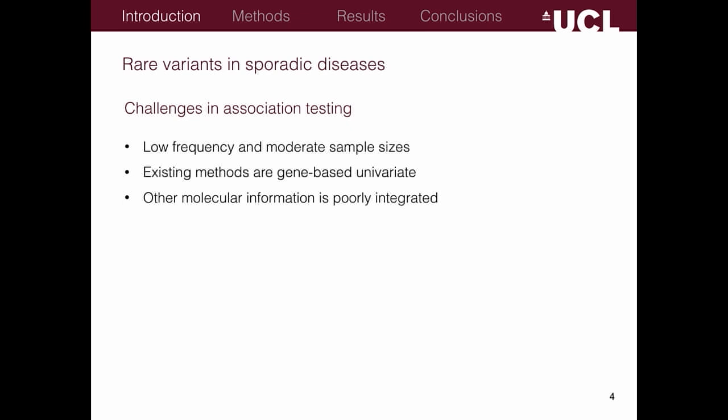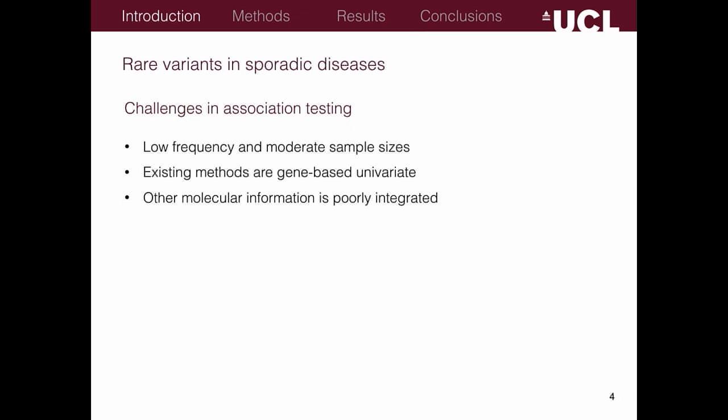Nonetheless, there are existing methods out there that can deal with this, but these association methods are mostly gene-based and univariate in nature. And most importantly, these methods lack the integration of information from other domains of biology, like, for example, molecular interaction, that can typically help to provide more meaningful results.